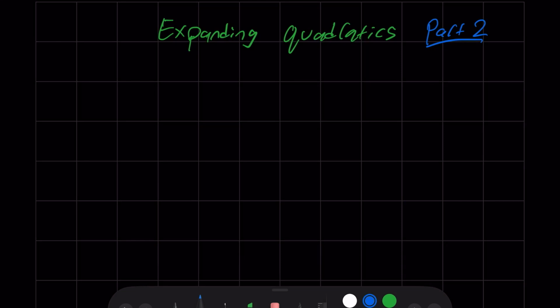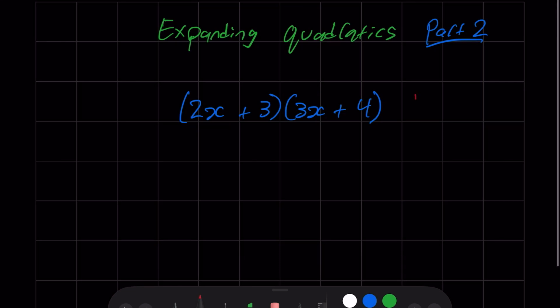Hello and welcome to this video on expanding quadratic expressions part 2. This time we are going to be doing a bit more advanced quadratic expression that you might see. When I say that, what I mean is when we have something like 2x plus 3 multiplied by 3x plus 4. This time it is not just x's, we have got 2x and we have got 3x. Let me just tell you right now that there is no difference in how we do this. We still use FOIL. First, outer, inner, last.